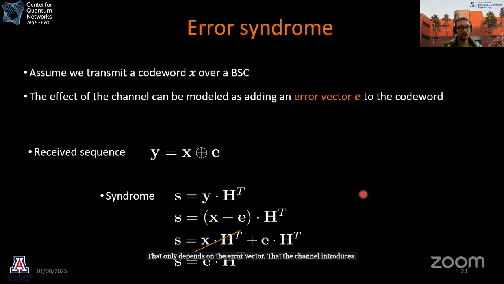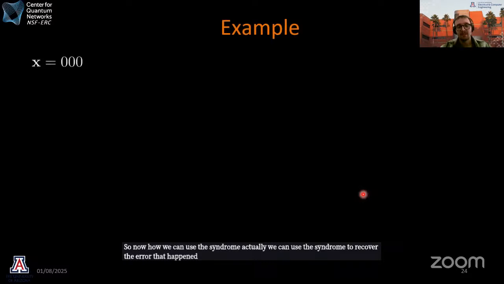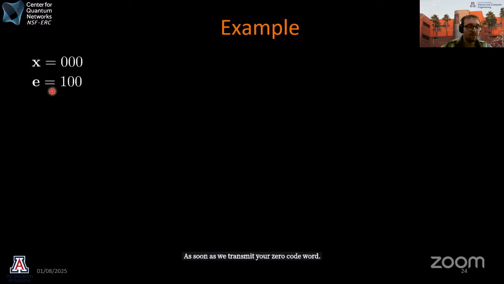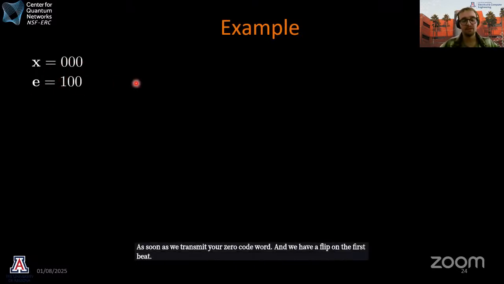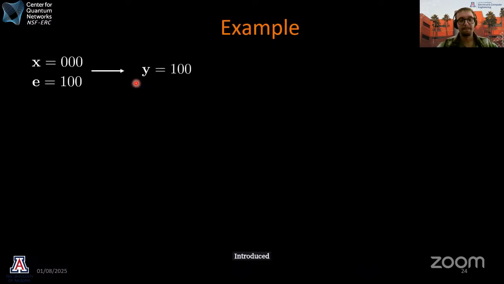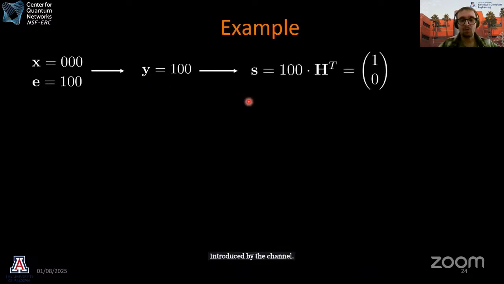So now how can we use the syndrome? We can use the syndrome to recover the error that happened. Let's see with this example. Assume that we transmit the 000 code word, and we have a flip on the first bit introduced by the channel. Now we multiply Y by H transposed, and we get this syndrome, 1, 0.